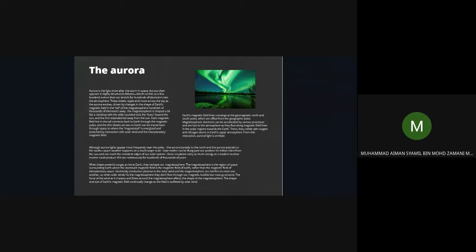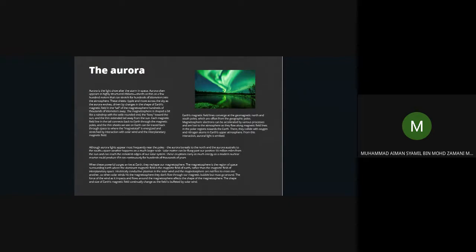The magnetosphere is the region of space surrounding Earth where the dominant magnetic field is the magnetic field of Earth rather than the magnetic field of interplanetary space. Electrically conductive plasmas in the solar wind and the magnetosphere are not free to cross one another. So when the solar winds hit the magnetosphere, they don't flow through our magnetic bubble but must go around.